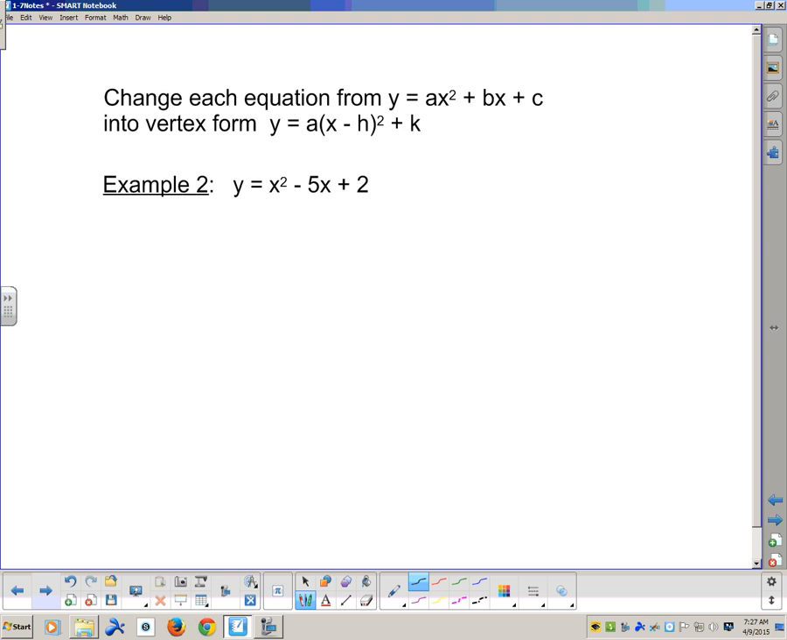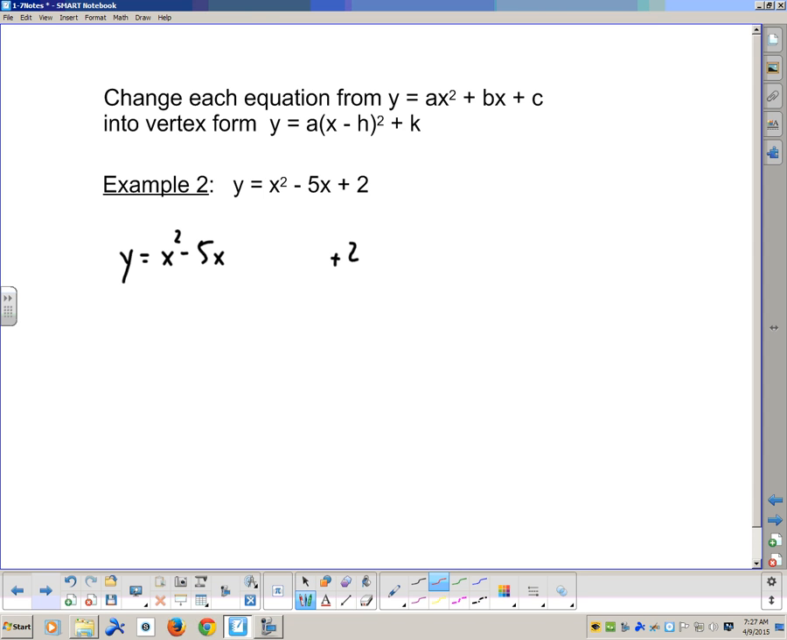This one here, same thing. We can change it from standard form into vertex form. So vertex form, we need this to be in, so I'm going to rewrite this. I'm going to write my ax squared plus bx, and then I'm going to put my constant term over here.